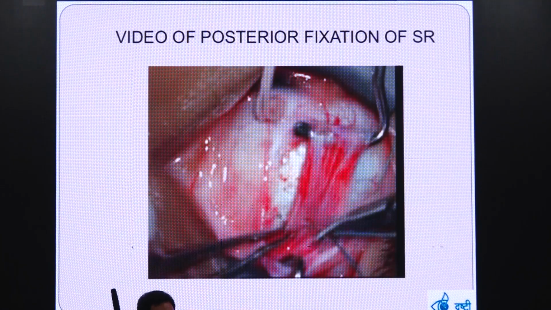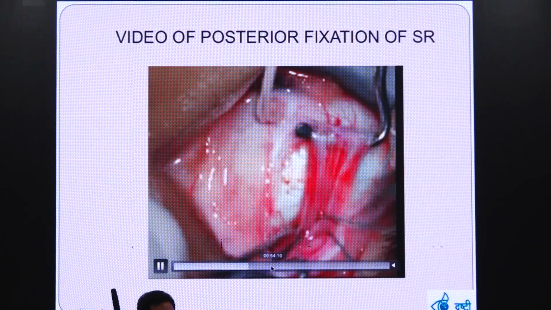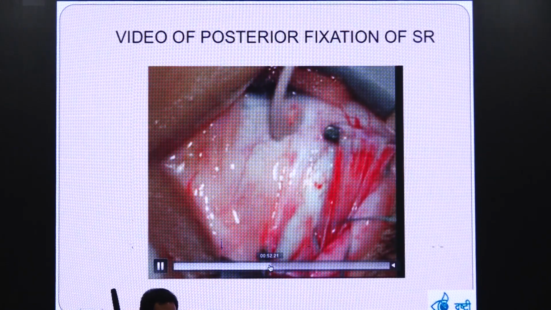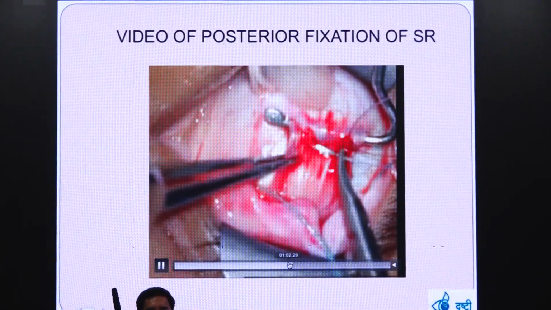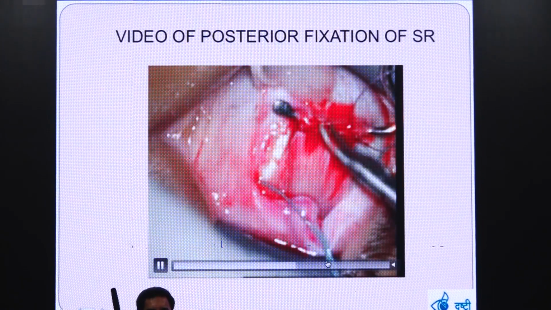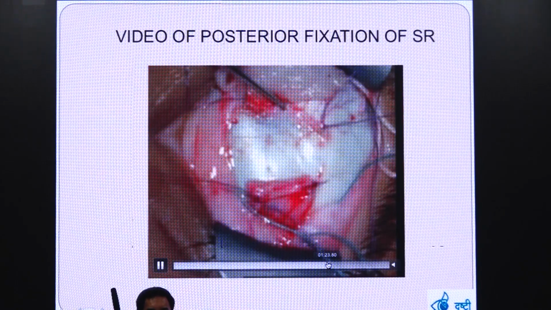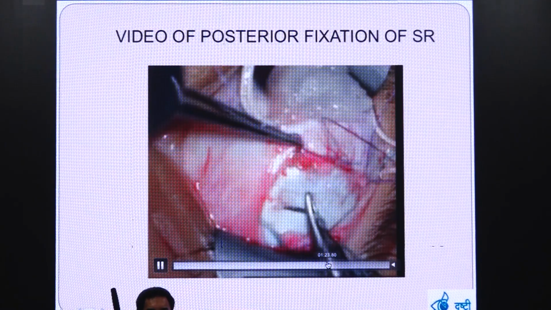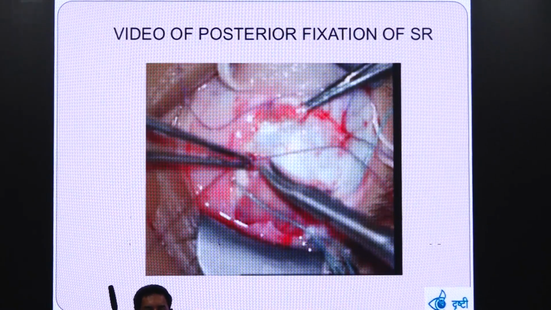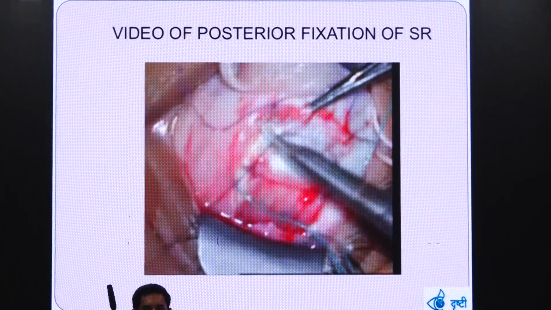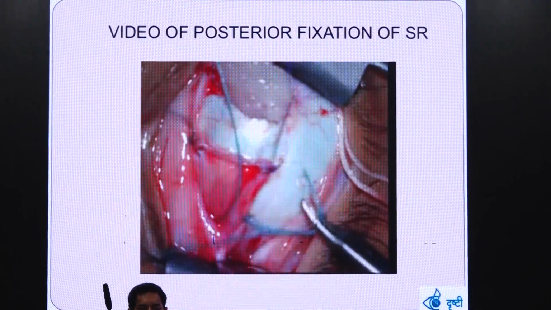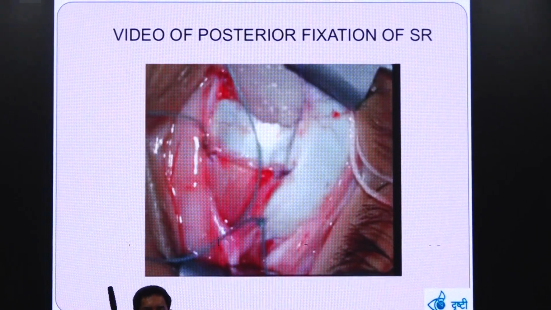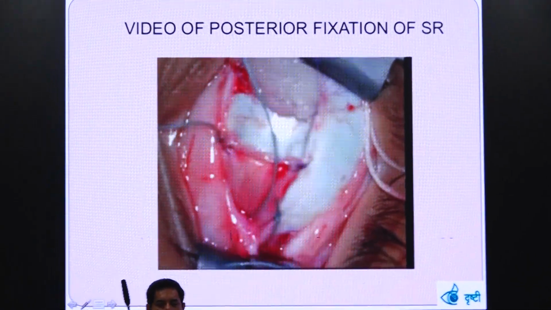So a similar procedure is repeated on the other side. The Vicryl sutures are given to the muscle in the usual manner, and after recessing the muscle by whatever amount you have decided, we tie the suture on the sclera, the Faden suture on the sclera. So we are combining recession with Faden in this case.